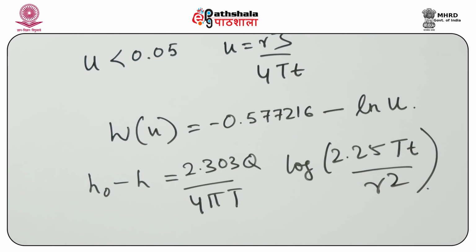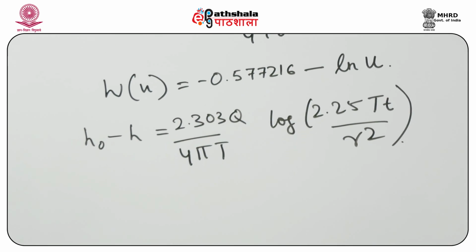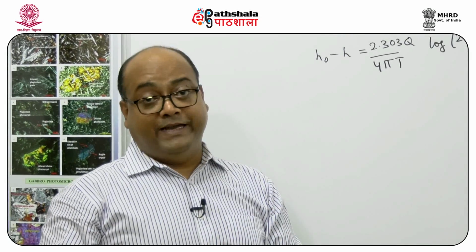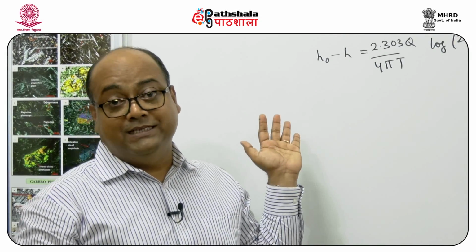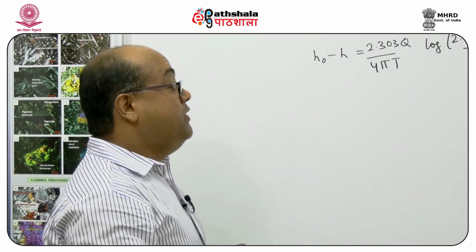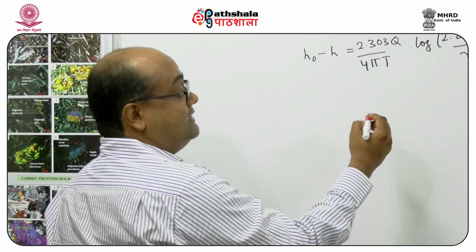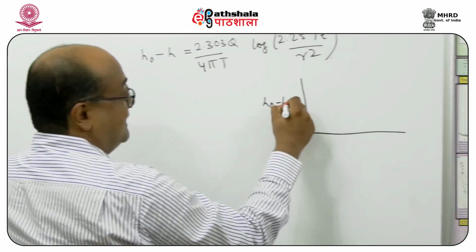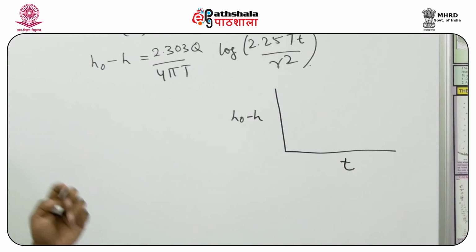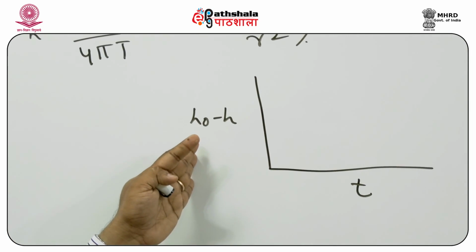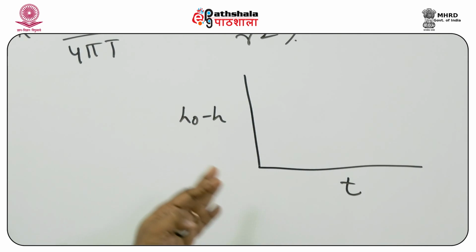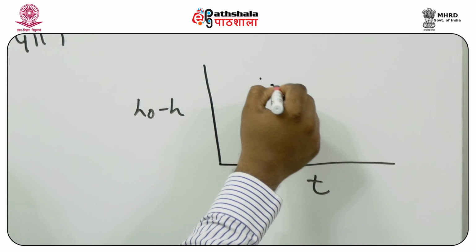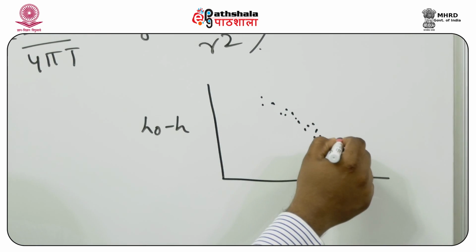Okay, so this is the modified Thies equation, and we can see that this is the equation of a straight line. So in this method, again we measure the drawdown, which is given by H0 minus H, in time, but the only difference is that the drawdown here is represented on an arithmetic scale and time is given on a log scale. Okay, so generally the plot of the points looks like this.